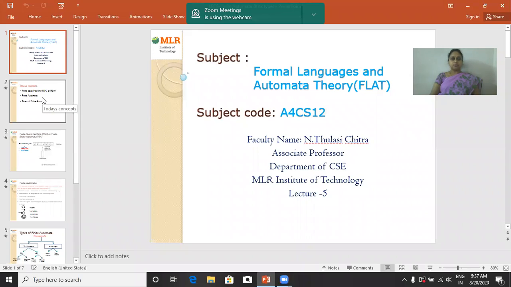In the previous lecture, we discussed what a language is and whether a language is finite or infinite, and we represented finite and infinite languages. In today's class, we are going to discuss finite automata and its types. Let me share the screen to discuss today's concept.